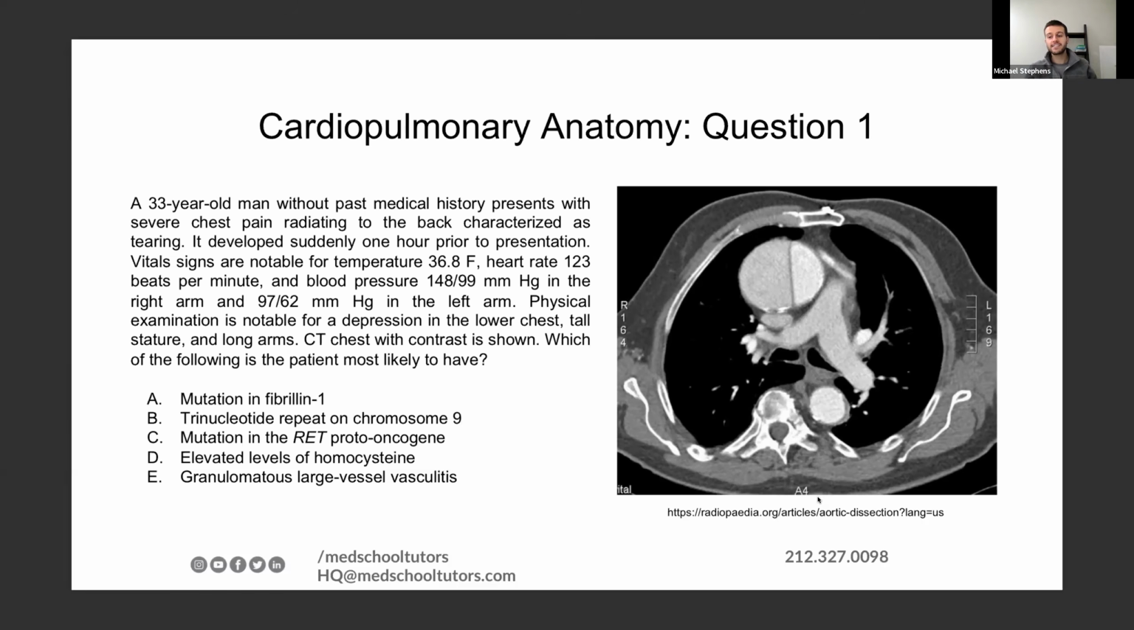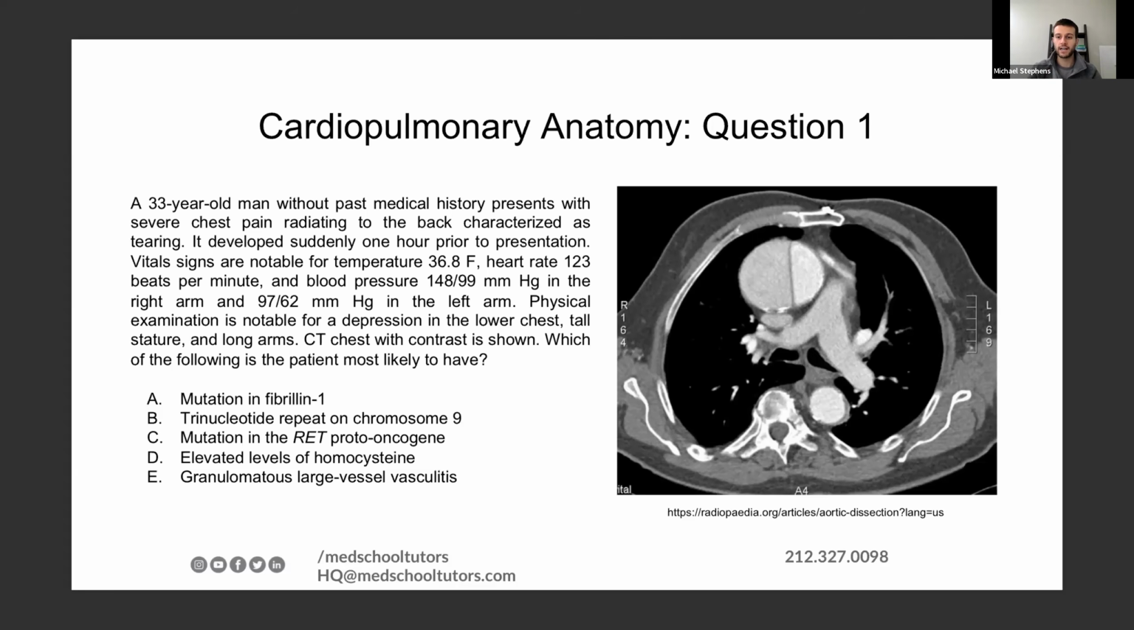Now the question is, why is this guy having an aortic dissection? So there's a couple of things in this vignette. He has depression in the lower chest, tall stature, long arms. What does that make you guys think of? And like, perfect, I love it. People are so on it. This is Marfan syndrome, exactly. So we're looking for which of the following would be consistent with Marfan syndrome. And so, awesome, great job, guys. So the answer is A.